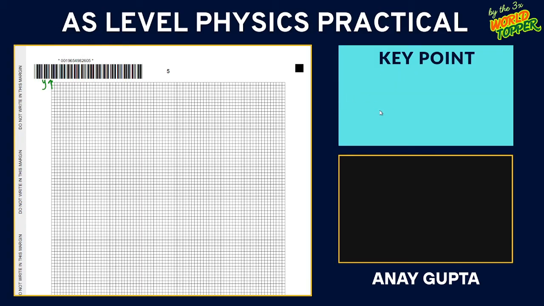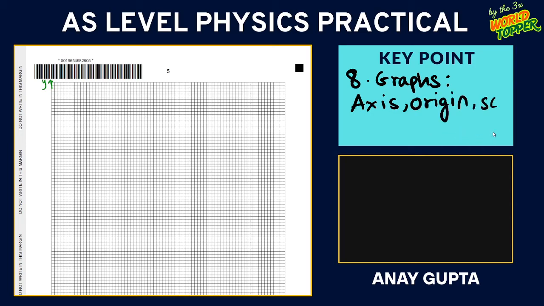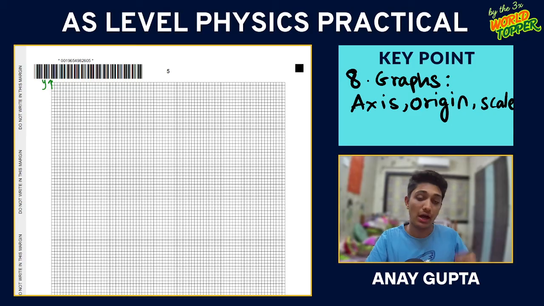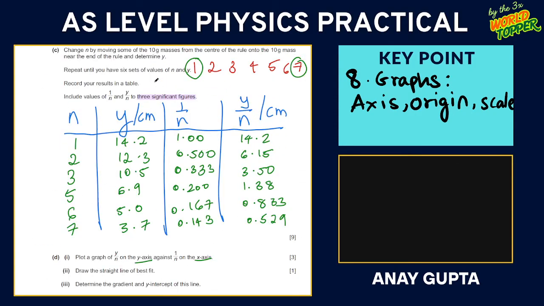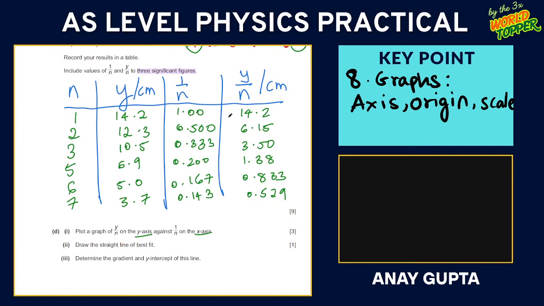So for graphs, point number 8, we need axis, origin, scale. Okay, so how do we mention that? So the scale: if we see for the 1 by n on the x-axis, we have values from 0.143 to 1.00. Okay, so that means approximately from 0 to 1.